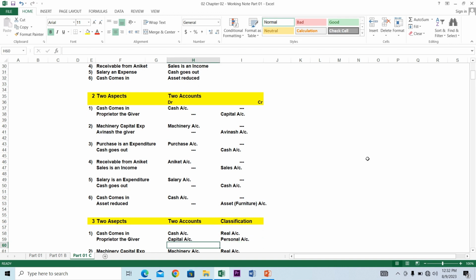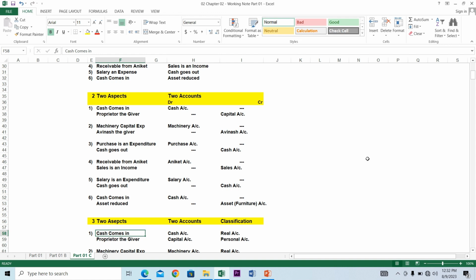Now, 2 aspects, 2 accounts and classification. In the last time I have shown you this. Just some time back I have explained all these things. So this is just to make you understand more.